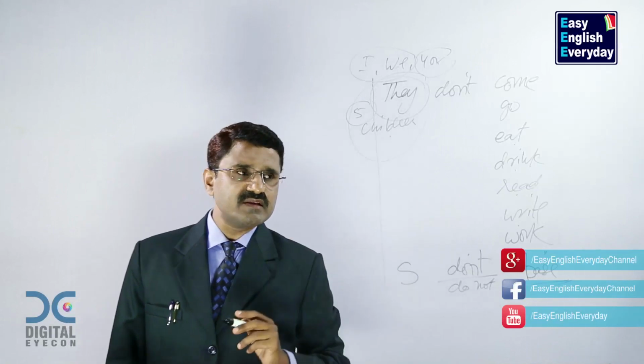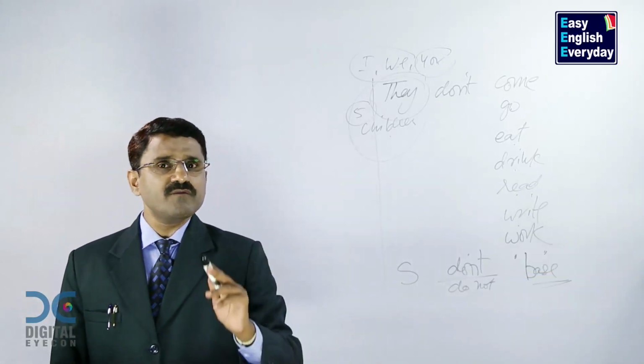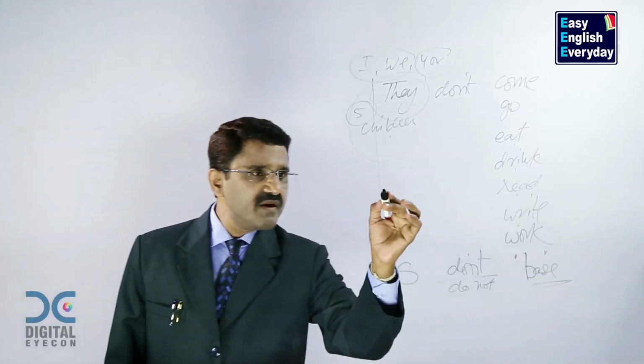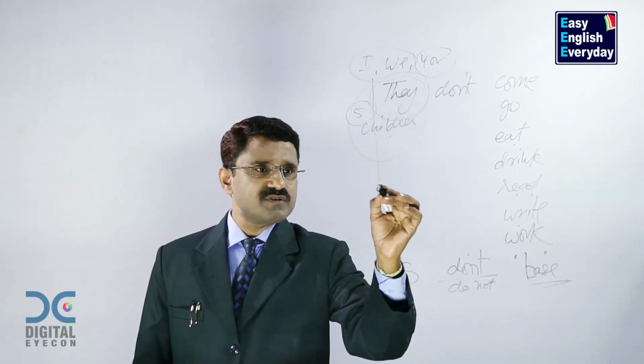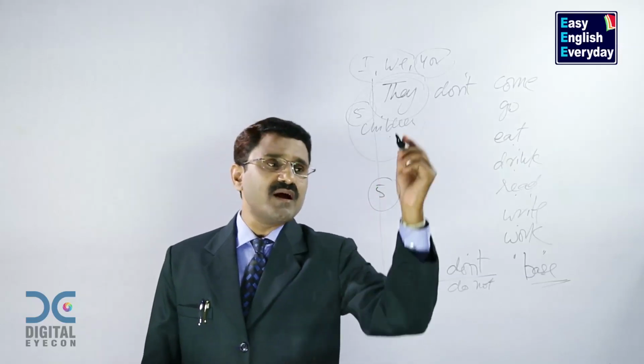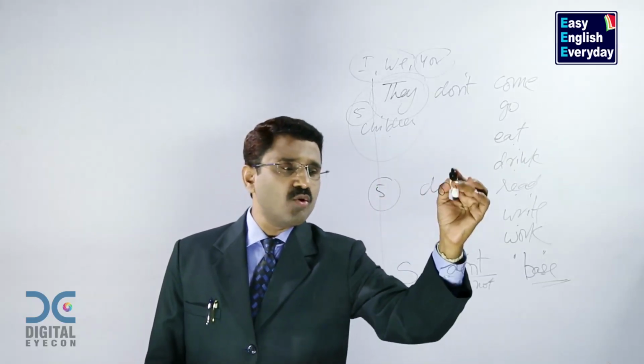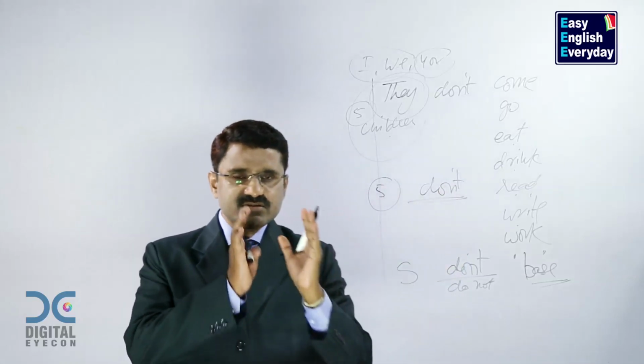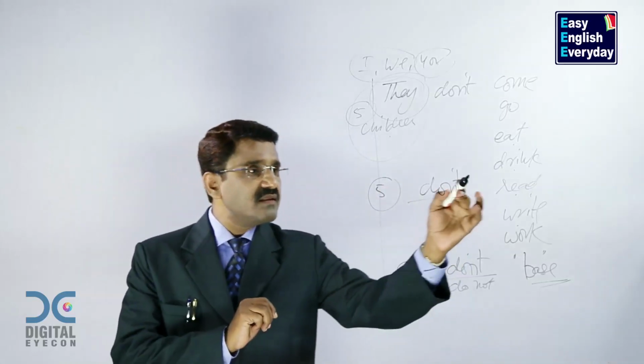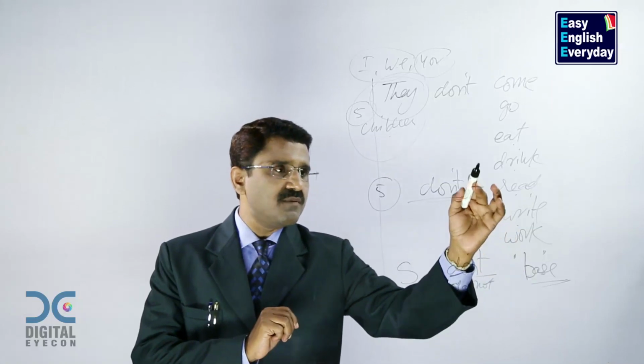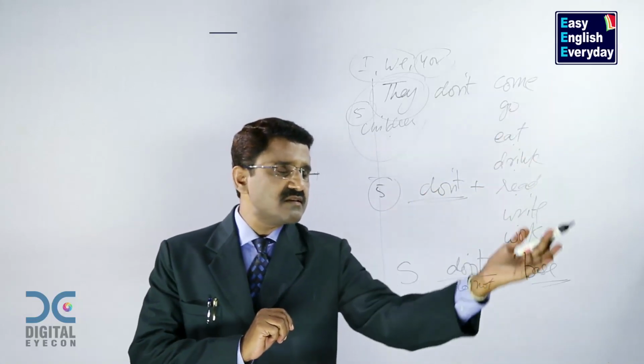This is the way of making the sentences. Now, how are we making sentences? We are taking five types of subjects because they are allowed. Then we are keeping don't here as a set, don't or do not. Then here we are adding base forms. Then we are getting sentences like this.